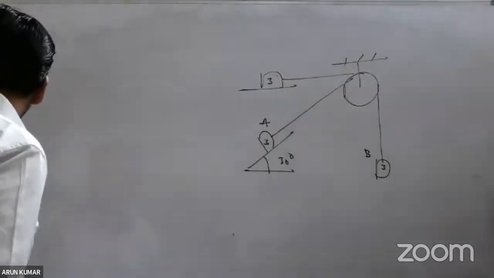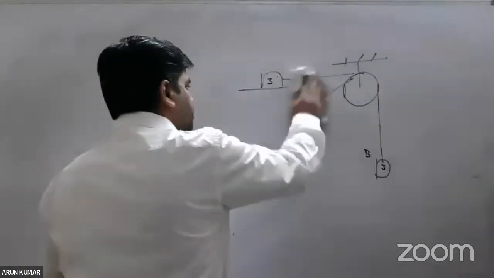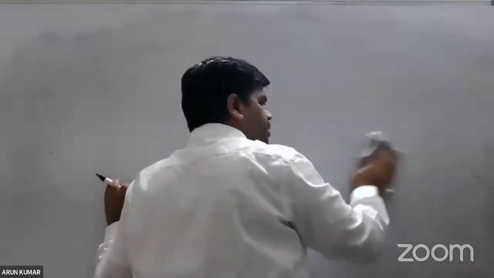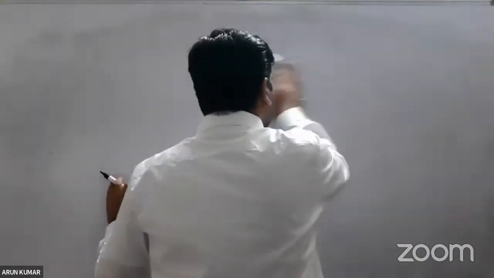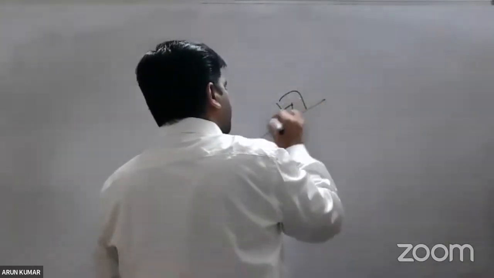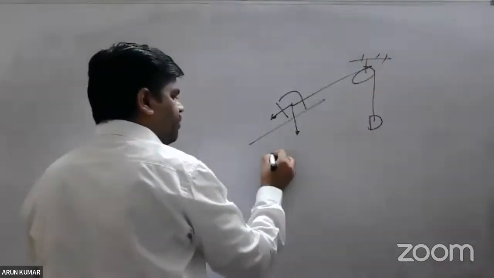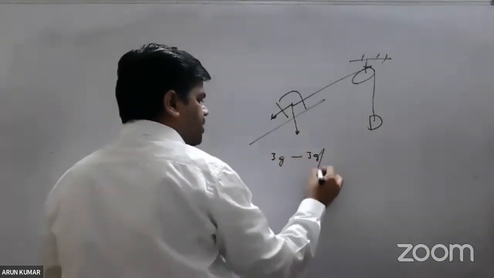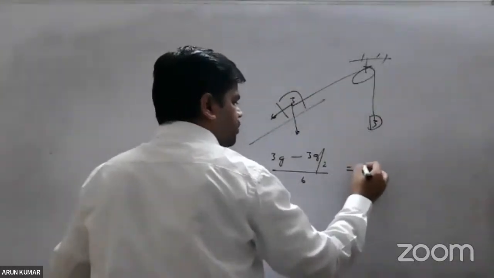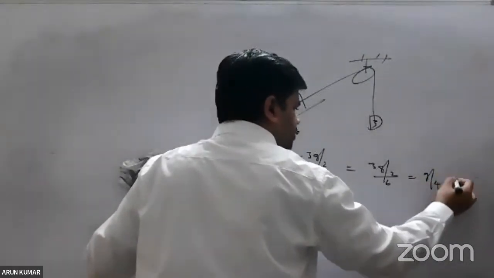Okay, let me do it. Because see, these are very important things. If this comes in the exam and time is wasted here like this, you lose rank. And if you lose rank, the whole 2 years of hard work will be gone to dogs. It is 3g downward. Component is 3g by 2. This is 3g downward. So I'll have 3g minus 3g by 2, by total mass 3 and 3, which is 3g by 2 by 6, which is g by 4.